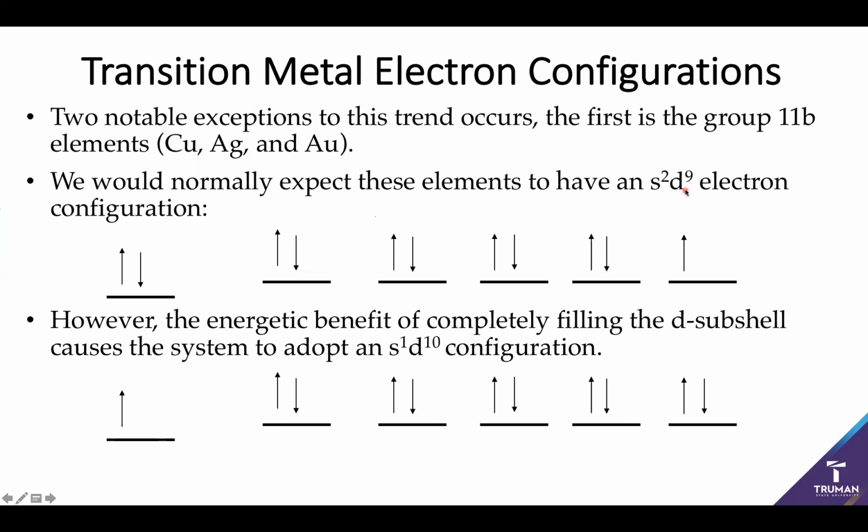So a good way to think about this is if there's any possible way to fill up a D subshell just by stealing a single electron from the S, you're going to do it, because it's going to be a lot easier to pull that electron from that s orbital.